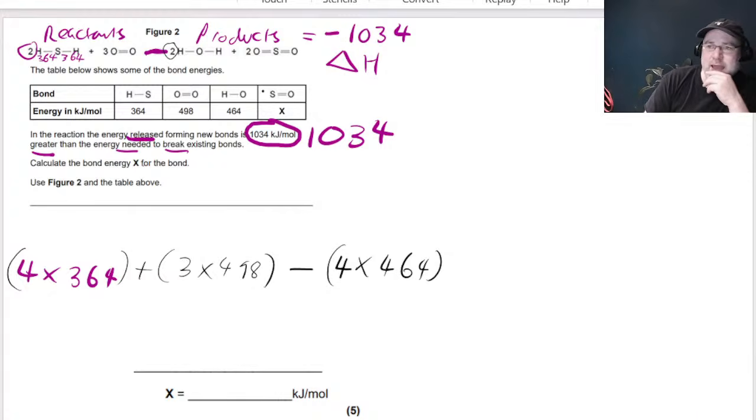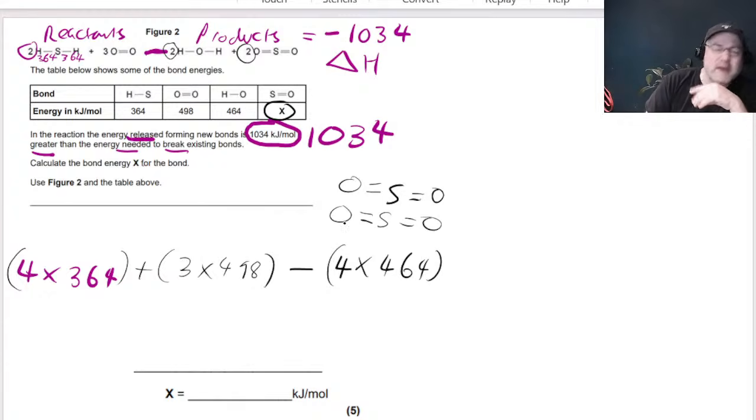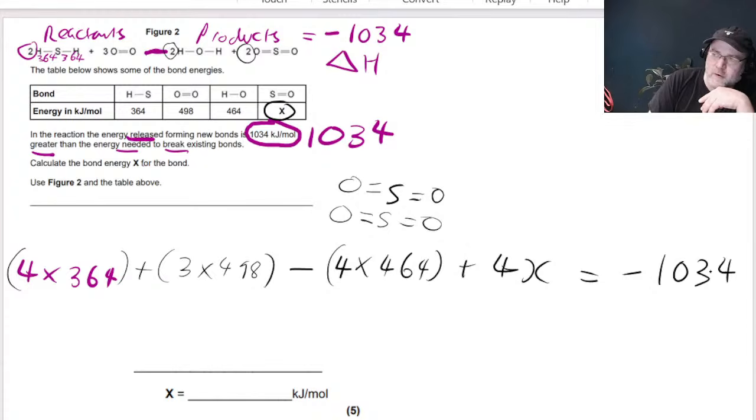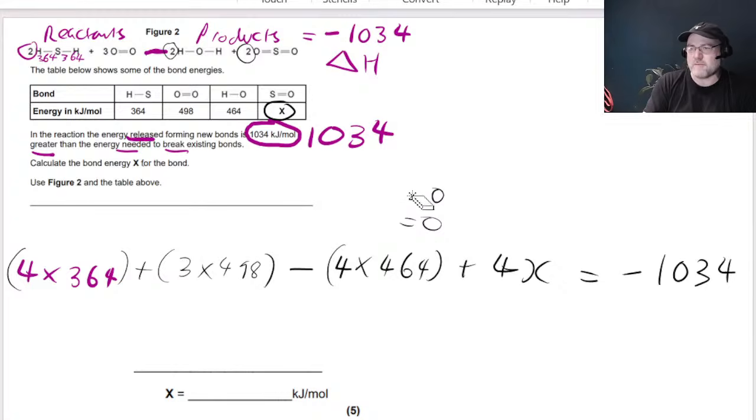Nice. Next, I want to look here, and this is the one we don't know, but I do need to know how many of them there are. And again, we've got a big fat 2, so it means I've got 4 of these bonds, but I don't know it, so I'm going to leave it algebraic. You love a bit of algebra. I'm going to put 4x, and then we're going to put equals minus 1034, and then you're a better person than me if you can rearrange that. So you're going to rearrange that, and you're going to smash out 5 marks.